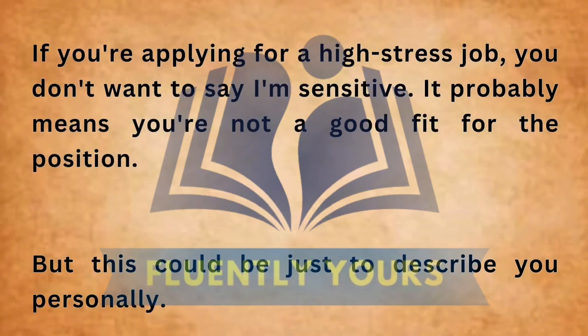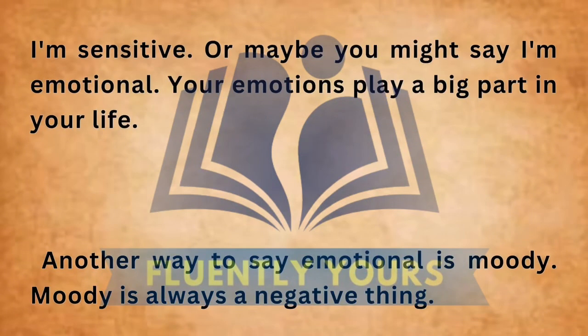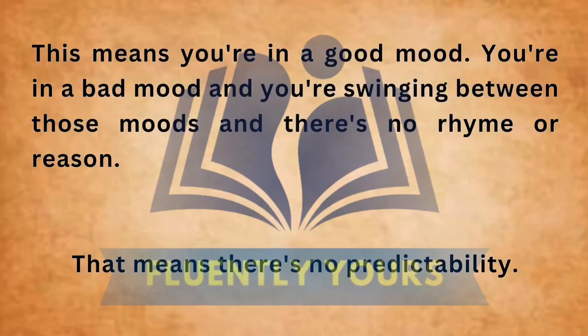But this could be just to describe you personally. I'm sensitive. Or maybe you might say I'm emotional. Your emotions play a big part in your life. Another way to say emotional is moody. Moody is always a negative thing. This means you're in a good mood, you're in a bad mood, and you're swinging between those moods, and there's no rhyme or reason. That means there's no predictability.